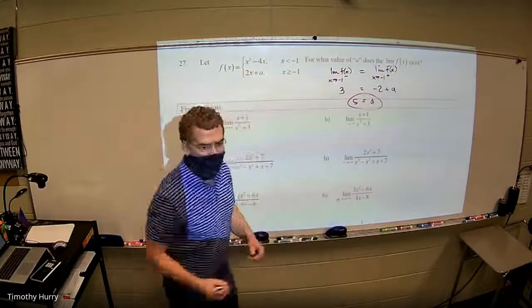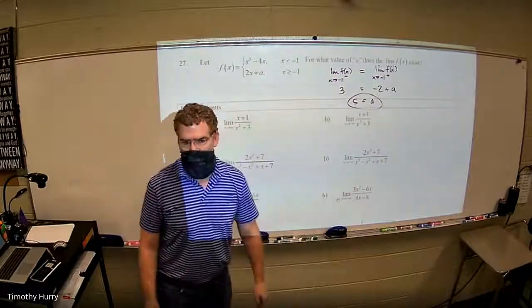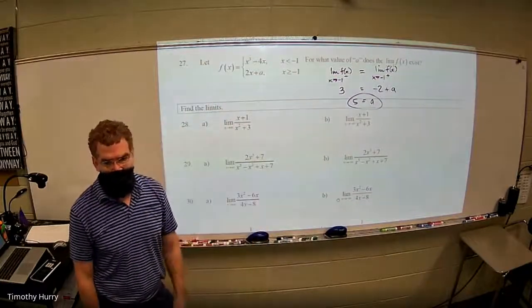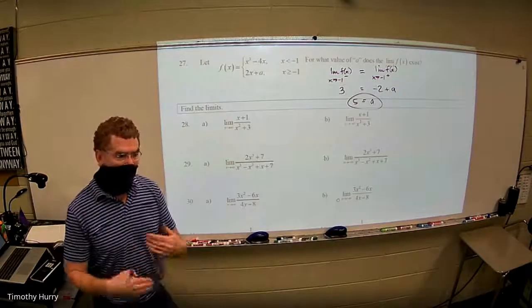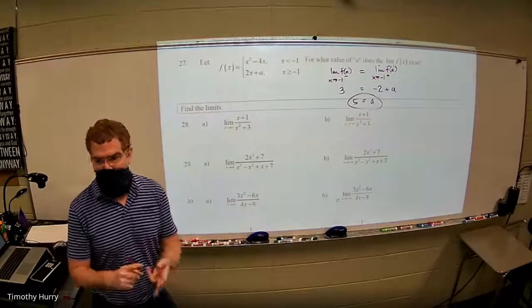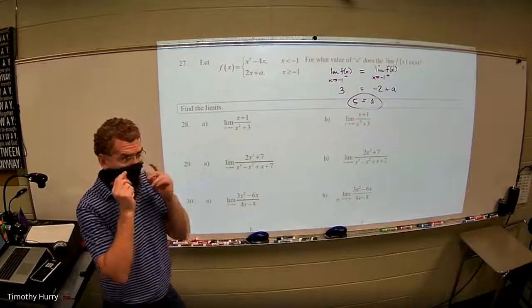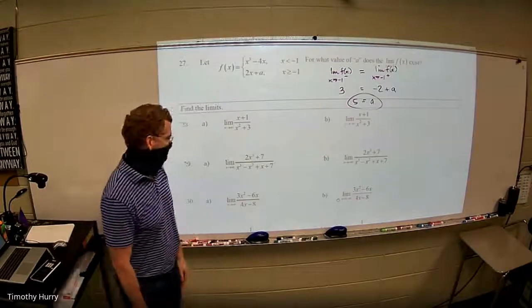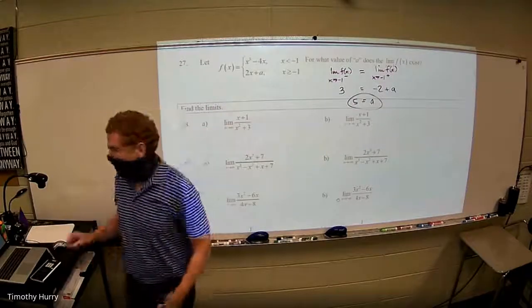So when A is 5, the limits are equal. That literally is an AP question. Now they'll start making it a little uglier and start asking about continuity or differentiability, things like that as well, which we're going to start with continuity today.